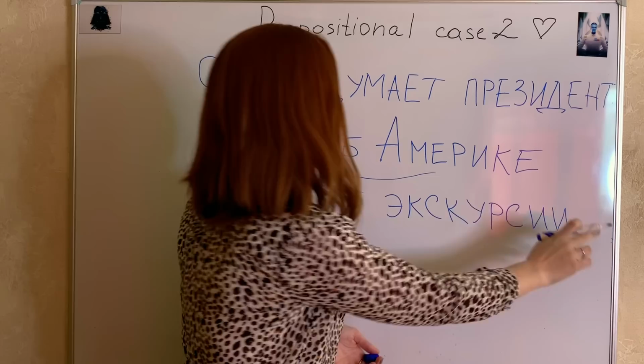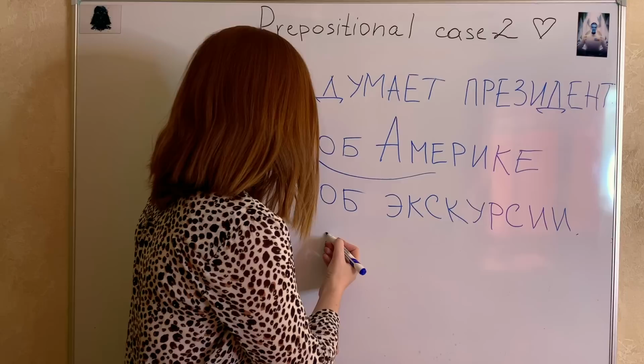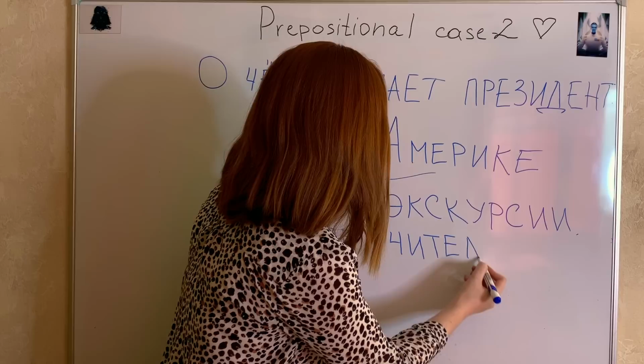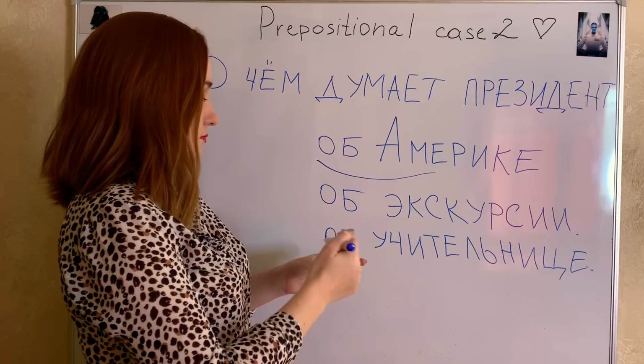Он думает об экскурсии. Or maybe he's thinking about me, об учительнице. He's thinking about me, about a teacher. Об учительнице. Pay attention to the ending. О чем думает президент? Об учительнице.